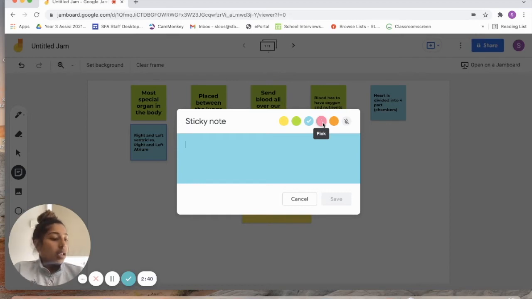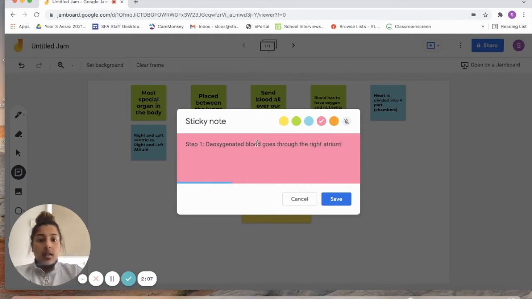Okay, so it says the first step, step 1, deoxygenated. That's a big word. Now, I don't know how to spell that word. There we go. Deoxygenated. That means blood that does not have any oxygen, okay? Because we said before that blood needs oxygen. So deoxygenated blood goes through the right atrium. So it enters into the right atrium. That's the first step.